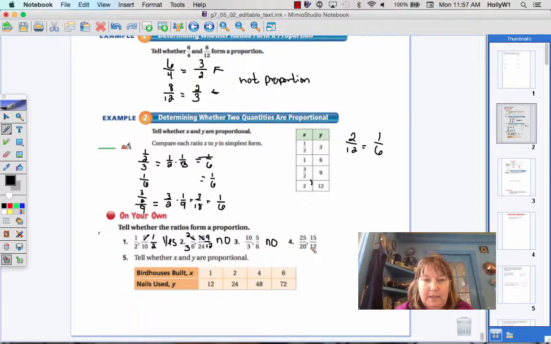If I take these and I start to simplify this, I get 5/4. I divide the top and the bottom by 3, I get 5/4. So yes, that is in a proportional relationship. Now if I look at this table and I simplify, well, 1/12 is simplified. 2/24, I simplify that down to 1/12. These two can also be simplified to 1/12. So this table is proportional.